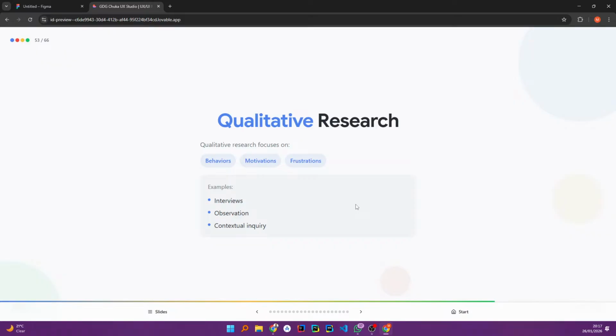Another one can be usability testing, like when you're watching a user try to complete a task and hearing them think out loud as they struggle. And also observation, observing users to see whether they're getting confused, or experiencing friction while using the app or the product that you're working on. So that is usually qualitative research.